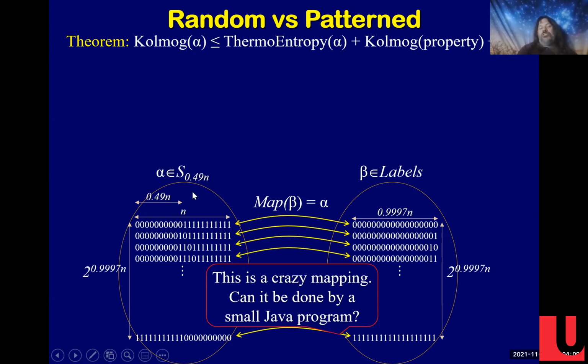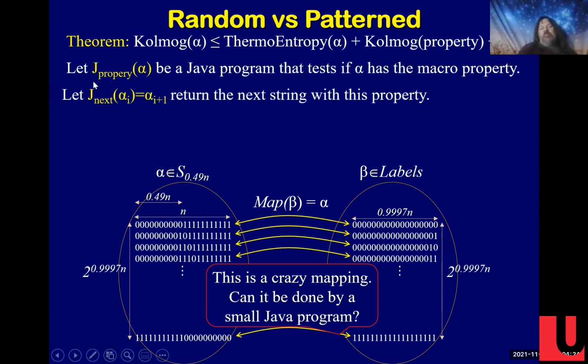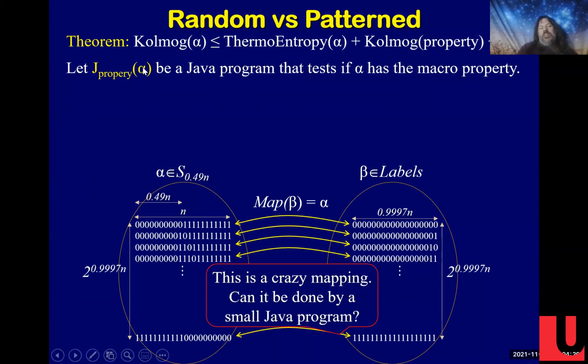So I'm going to write a Java program that's going to output any one of these strings, and the length of the Java program is going to require this length description. All right, so let's start with a Java program which, given alpha, tells you whether or not it has the macro property. So what does that mean?